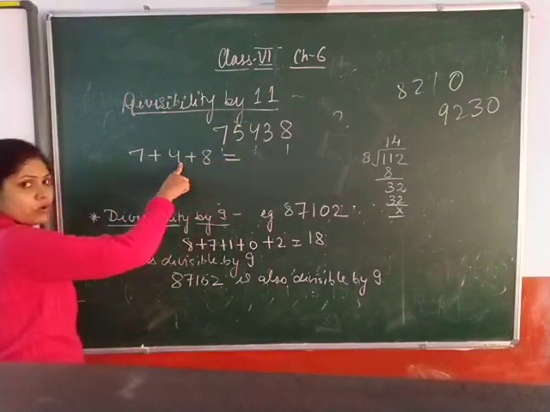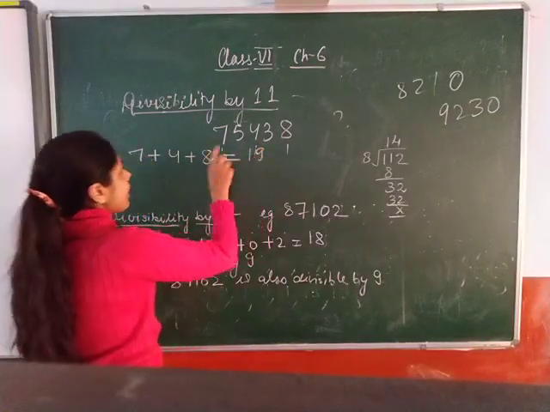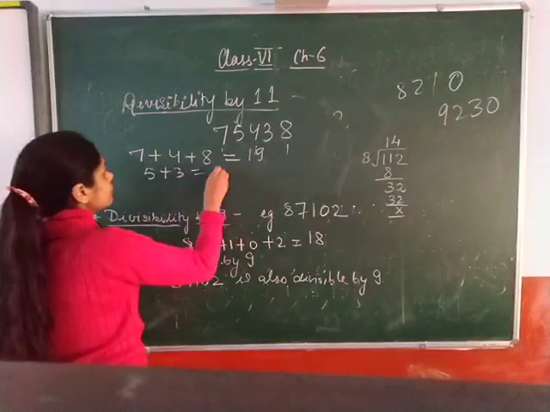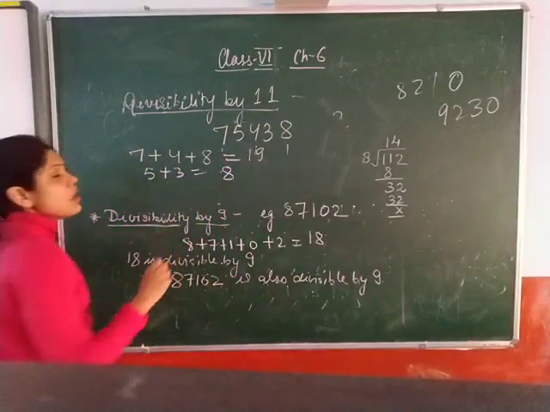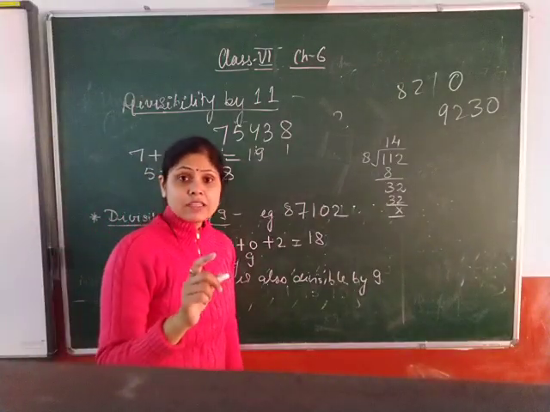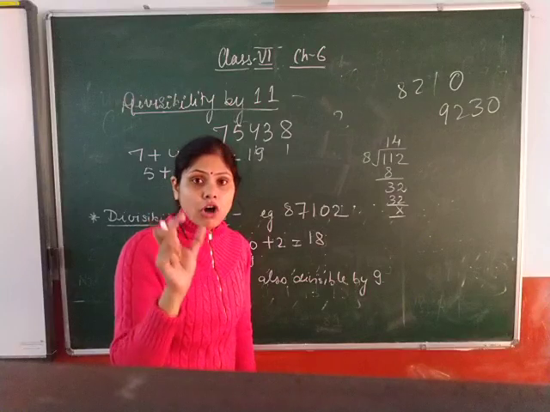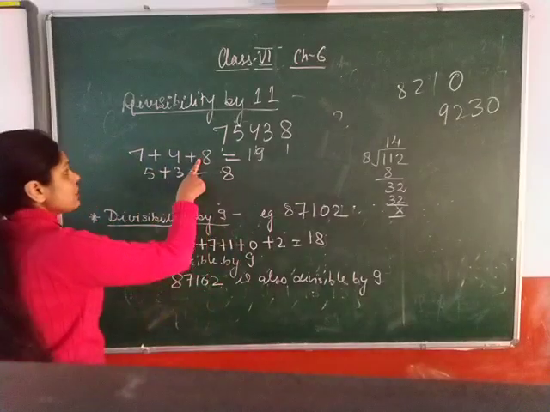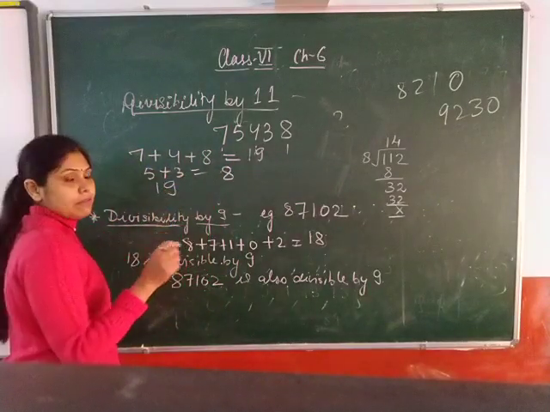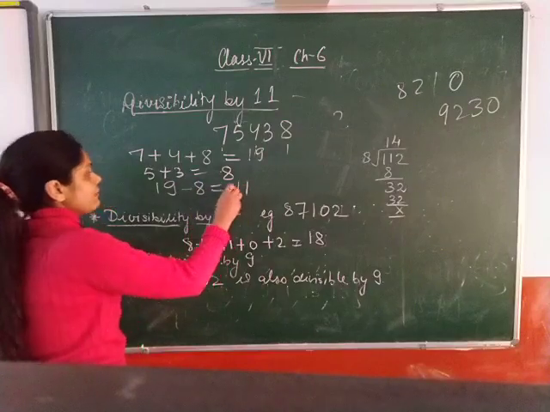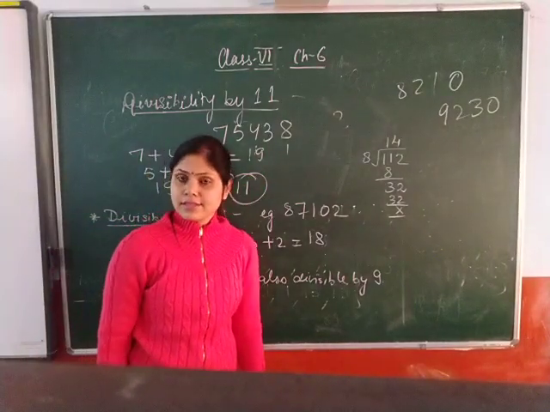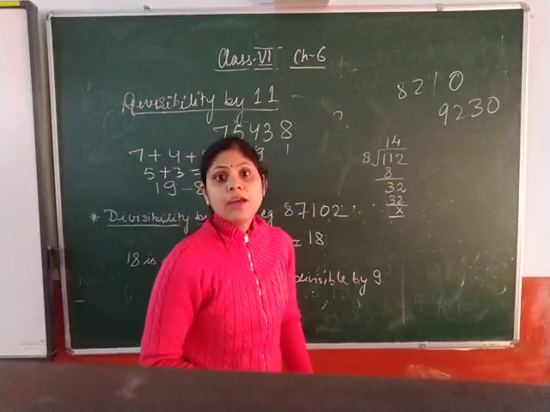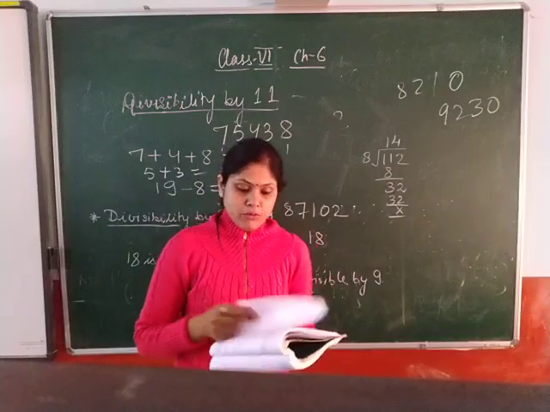7 plus 4 is 11, 11 plus 8 is 19. And when you do the sum at even places, that is 5 plus 3, this will be 8. Now you have to subtract the sum for even places from the sum for odd places. The sum for odd places is 19 and for even places it is 8. 19 minus 8 is 11. Is this number divisible by 11? Yes, 11 is divisible by 11. That means the whole number is divisible by 11. This one is tricky, so please go through this and then we will move on further.